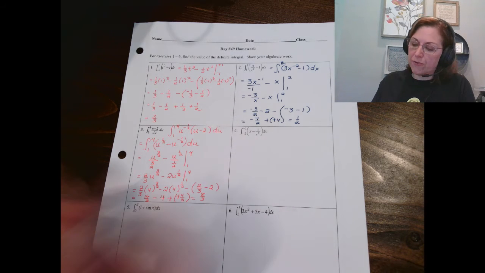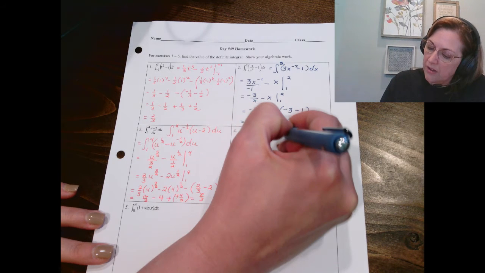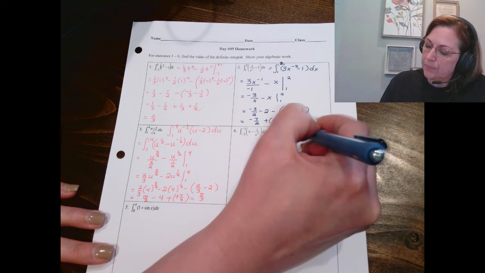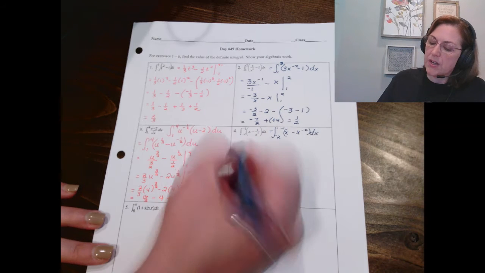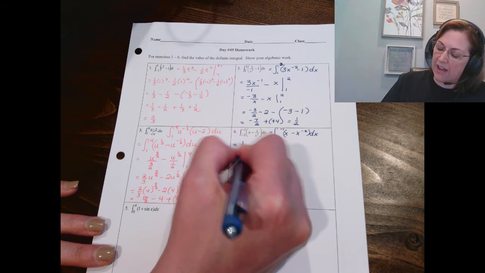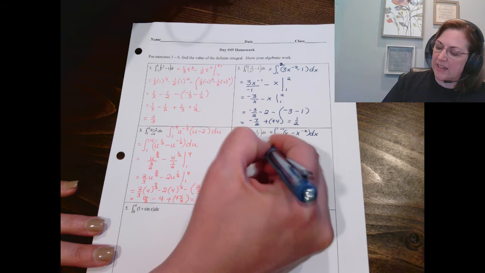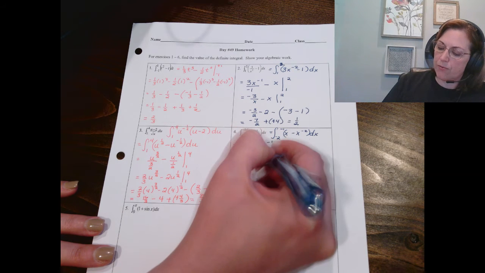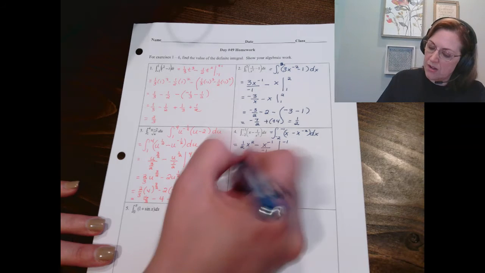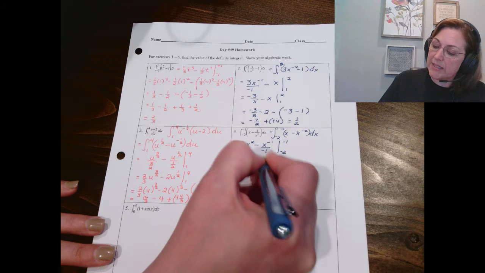Okay, for number 4, we're going to go ahead and rewrite that also. I'm going to rewrite that second one as x to the -2. So let's take our antiderivative. The antiderivative of x would be 1/2 x squared. And then we'll raise the power by 1, making that x to the -1 over -1. And again, we're going from -2 to -1. So that gives me 1/2 x squared plus 1 over x.